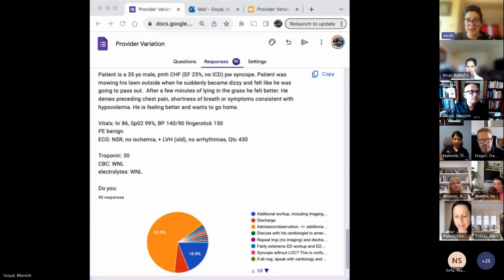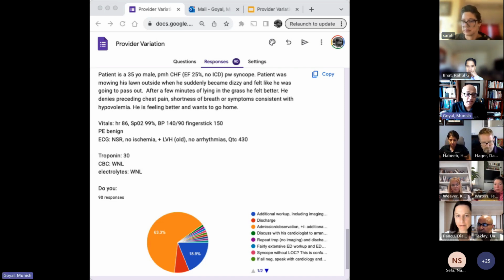I wanted to include this last case, thinking about sometimes we should be admitting. How do people approach this, again, common case of dizziness in a young person with a poor EF, no ICD, who comes in with, again, pre-syncope? And are people surprised by the high admission rate or the relatively high discharge rate in this case?